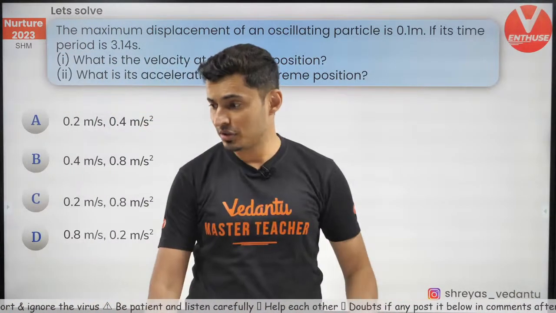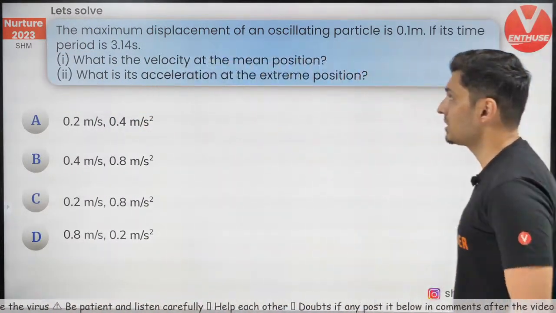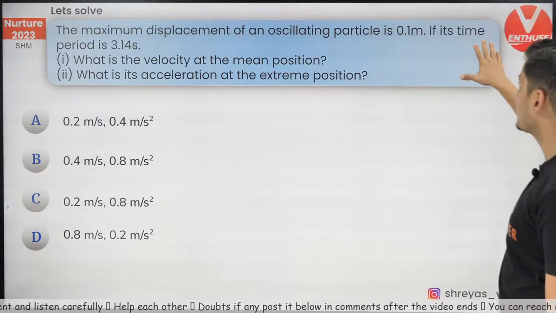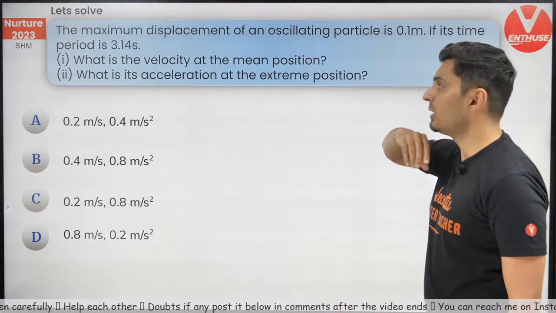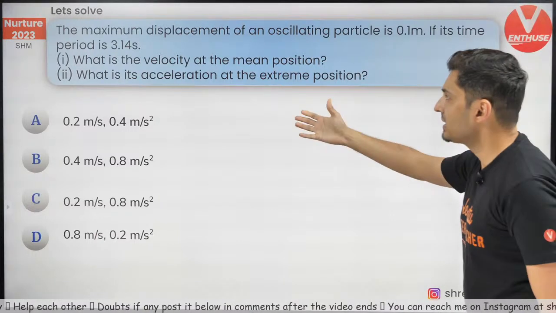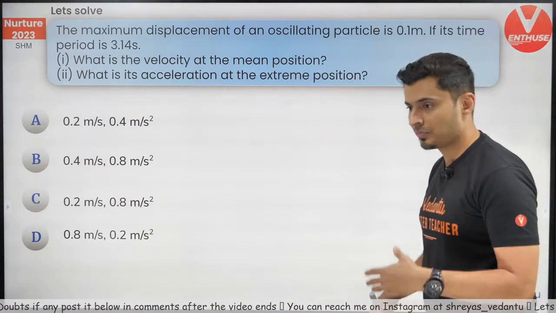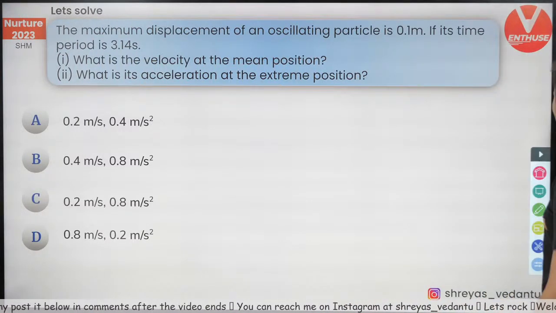Let's start with some questions. The maximum displacement of an oscillating particle is this much. If its time period is 3.14 seconds, what is the velocity at the mean position? What is the acceleration at the extreme position? Let's start doing this question.